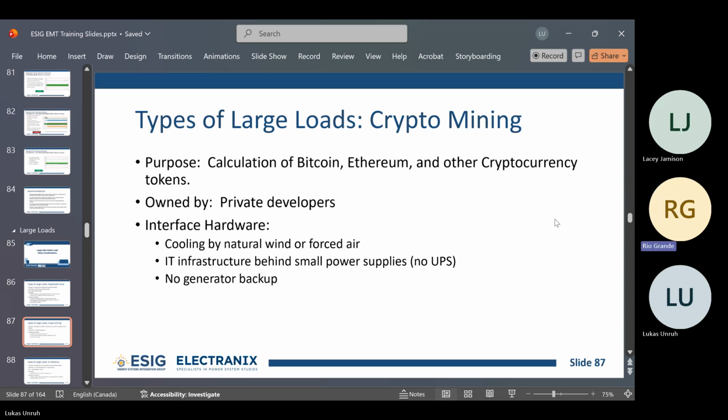The next one here is crypto mining, the purpose of which is, of course, to calculate Bitcoin tokens, etc. They're typically owned by private developers, and cooling is usually by natural wind or forced air. They are using power supplies. They may not have a UPS, depending on what they're doing, and they may not have backup generation as well. Their load profiles are pretty flat compared to what we're going to talk about next. But these have been on systems for a while, so we have some understanding of what they look like.